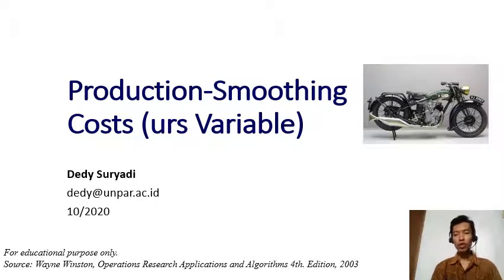It is called production smoothing because when you have this cost embedded into your model, the decision maker will try to create the production level that is as smooth as possible. It means that if possible, the production amount from one period to the next period is the same. So there is no change from one period to the next. Let's see the example.